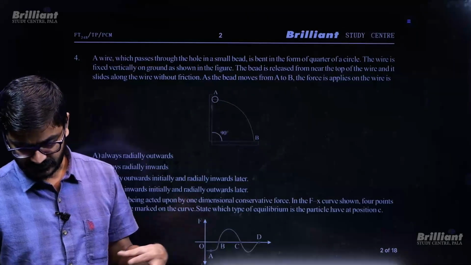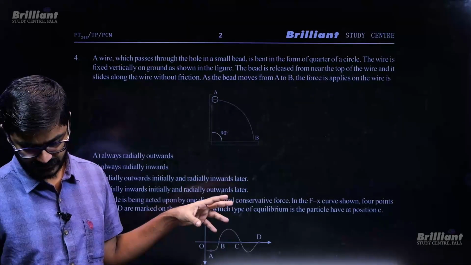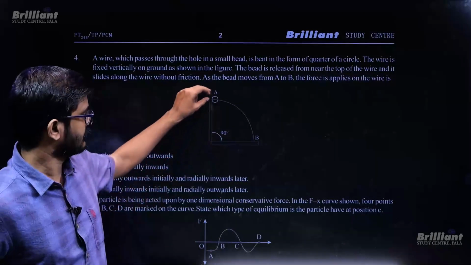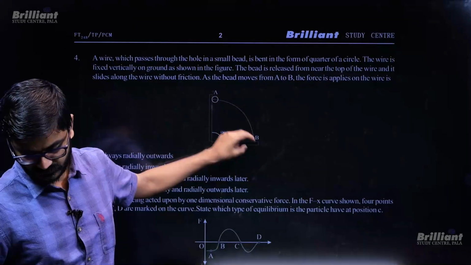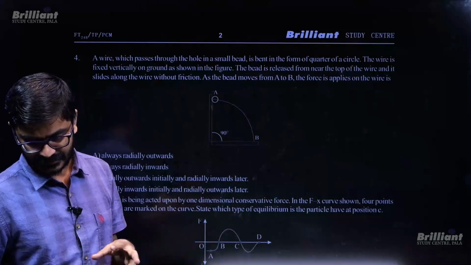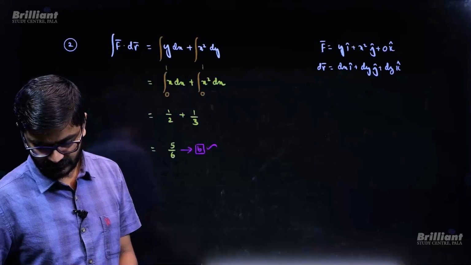A wire which passes through a hole is bent in the form of a quarter circle. The wire is fixed vertically on the ground as shown in the figure. The bead is released from near the top of the wire and it slides along without friction. As the bead moves from A to B, the force it applies on the wire is? So let us see what will be the force on the bead.